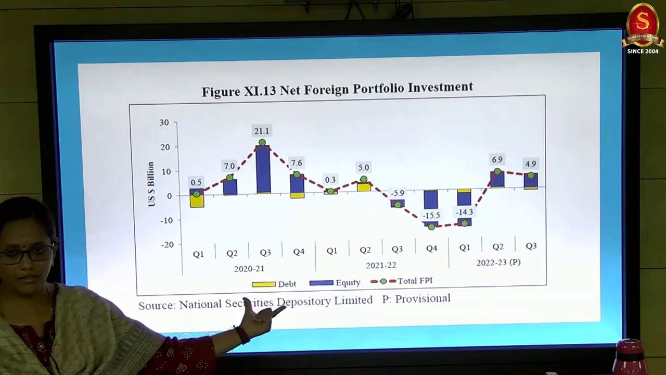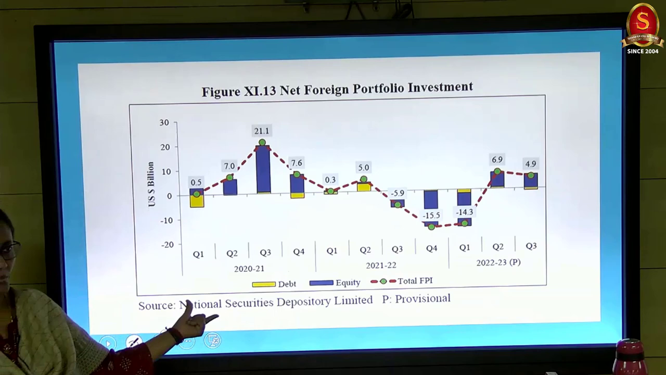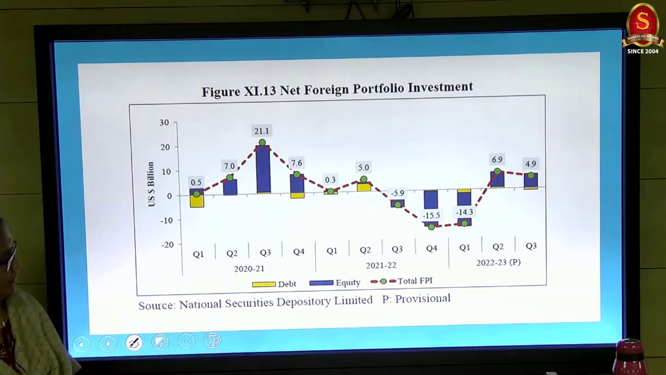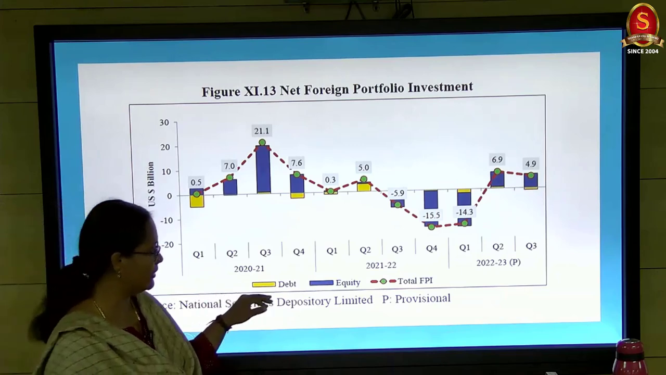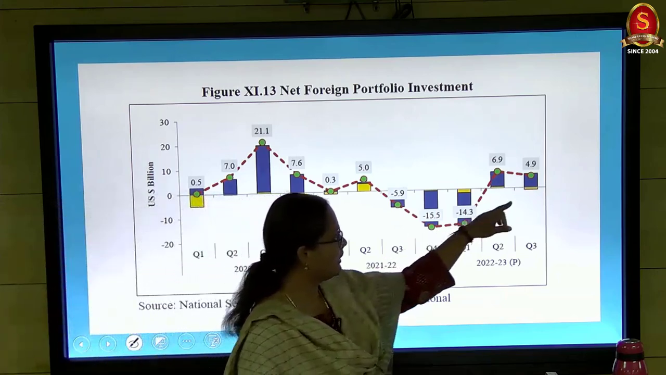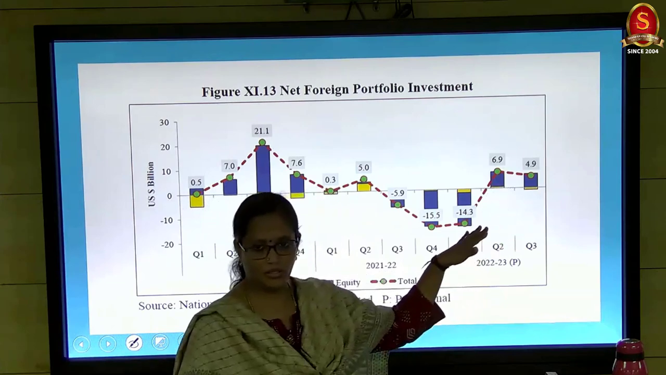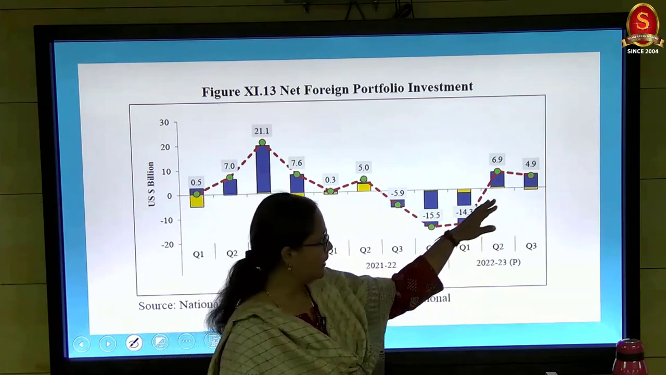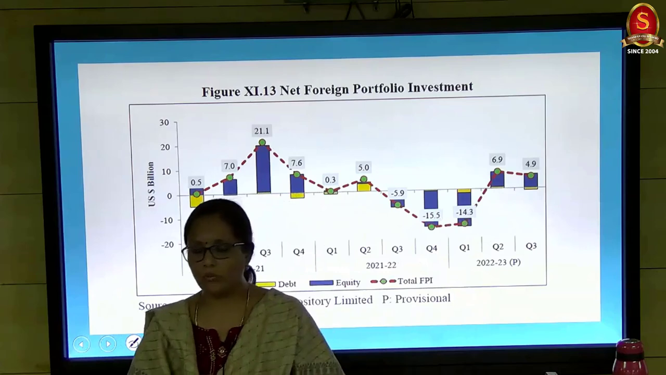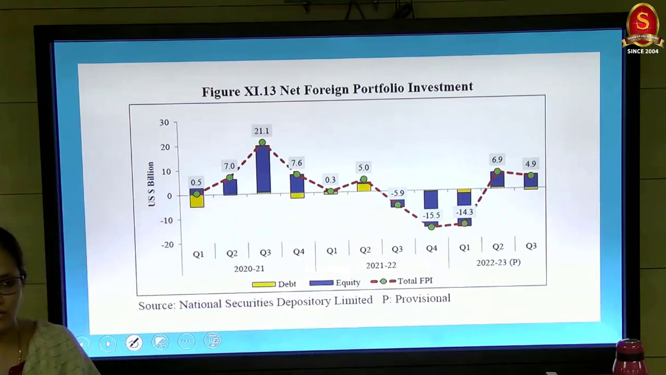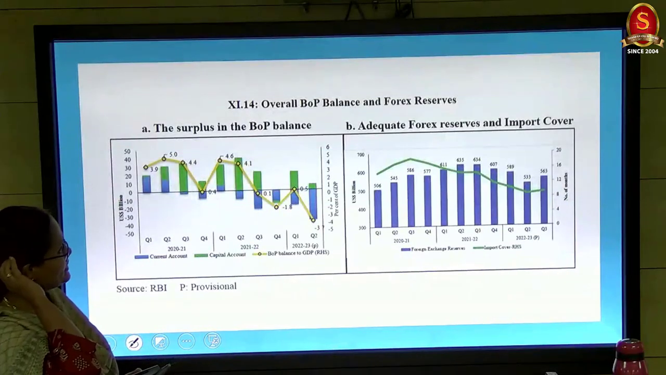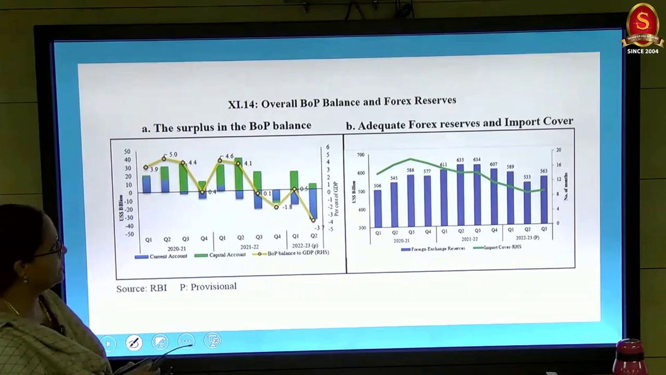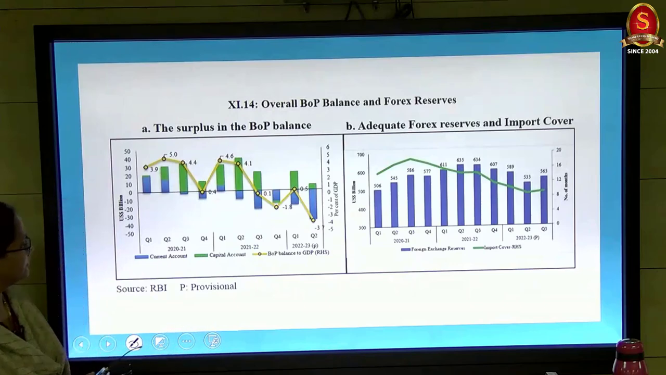You are able to see the color difference here. Equity is all share related. Debt is all, some examples are like the debentures. So based upon the underlying instrument, the colors have been given here. So the debt related part is still in negative. We are not getting a good amount through that. But in equity, people are coming forward to invest in the shares of Indian companies. So this is your overall BOP, the surplus in the balance of payment, and adequate forex reserves and import cover.